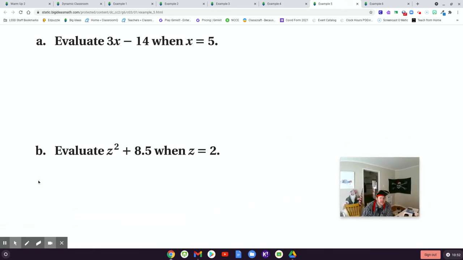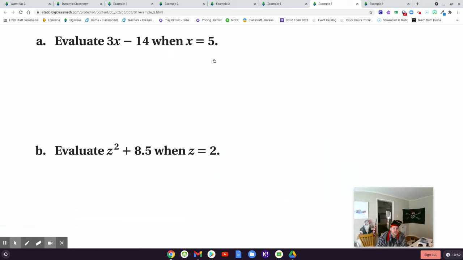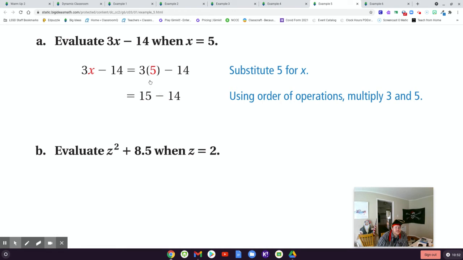So evaluate 3x minus 14 when x equals 5. Okay, a common mistake is people will write 35. This does not mean put a 5 here and call it 35. This means 3 times x. So again, anytime a number is next to a letter, it's multiply. So it's 3 times 5 minus 14. So it's 15 minus 14, which is 1.